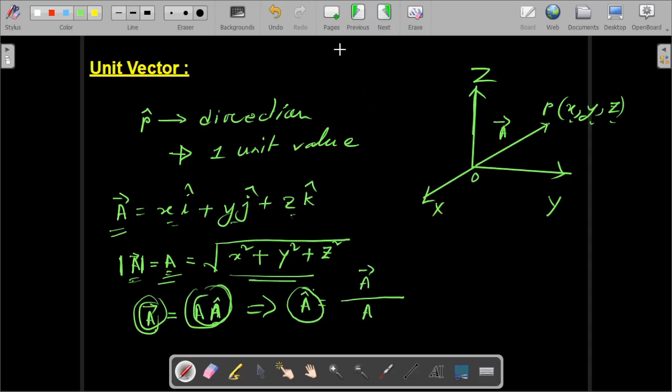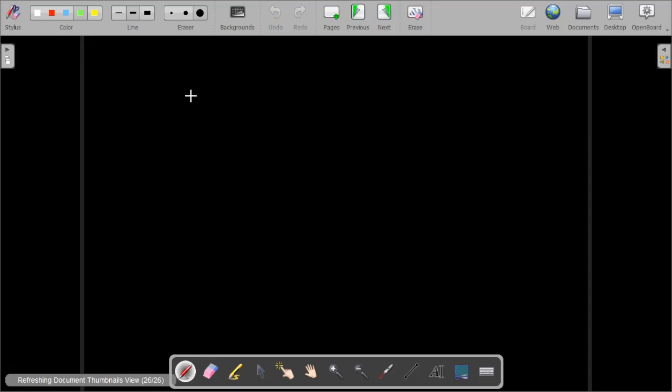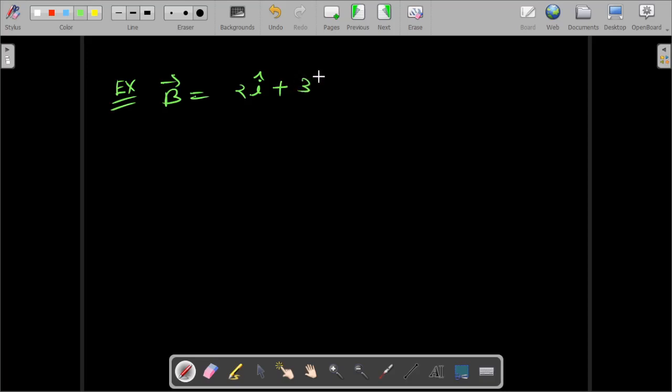So we are going to take one example. Suppose we are given vector b: 2 i cap plus p j cap minus 1 k cap. Okay.